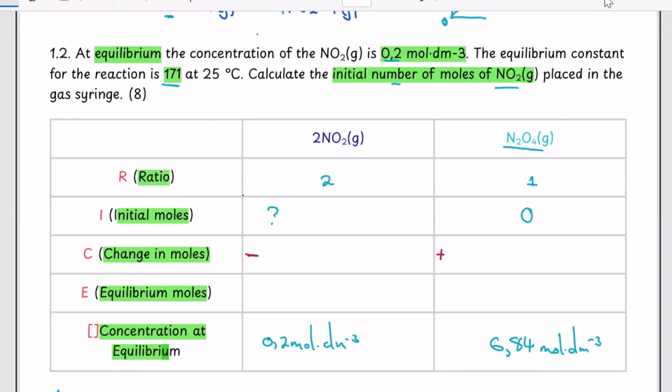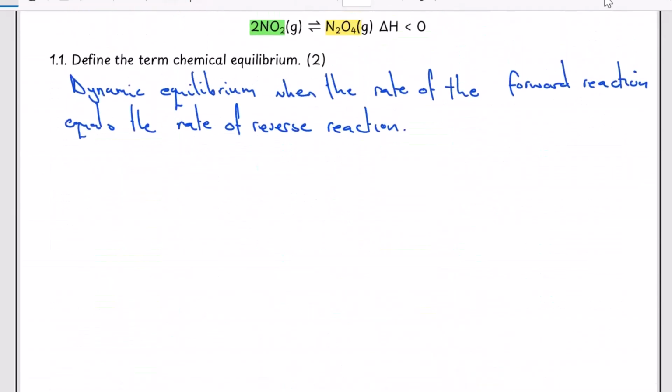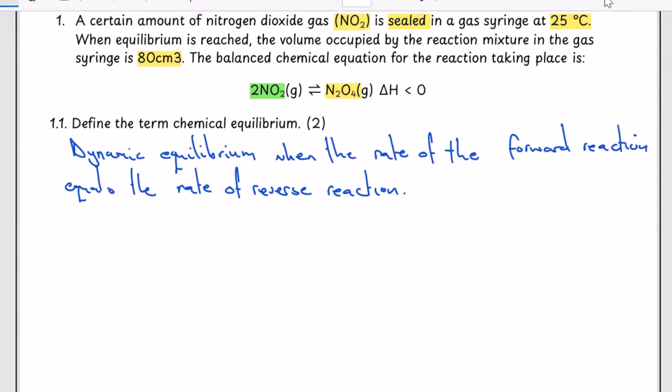Then after that, we're going to look at the equilibrium moles, so moles at equilibrium. How many moles do we have at equilibrium? If we go up to the top to look at the volume we're given, it says when the equilibrium is reached, the volume occupied by the reaction mixture in the gas range is 80 cubic centimeters. So we're given a volume of 80 cubic centimeters.